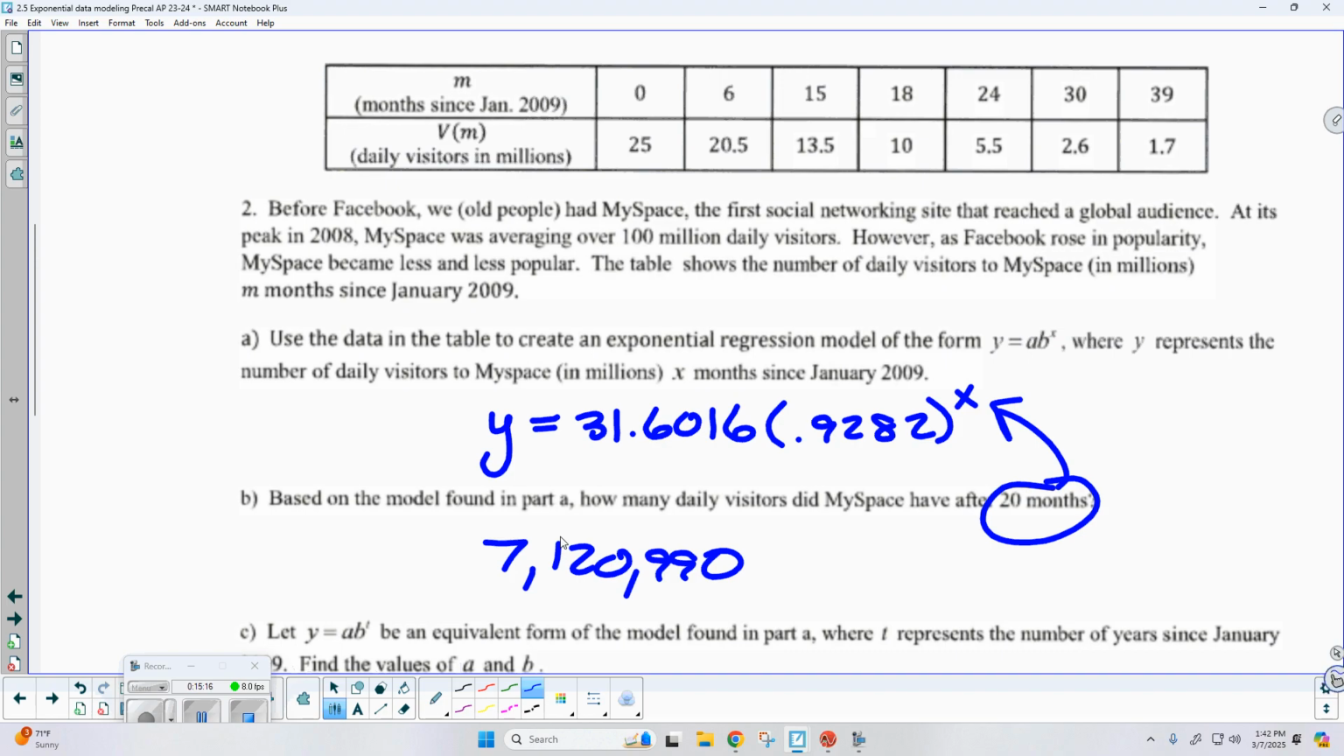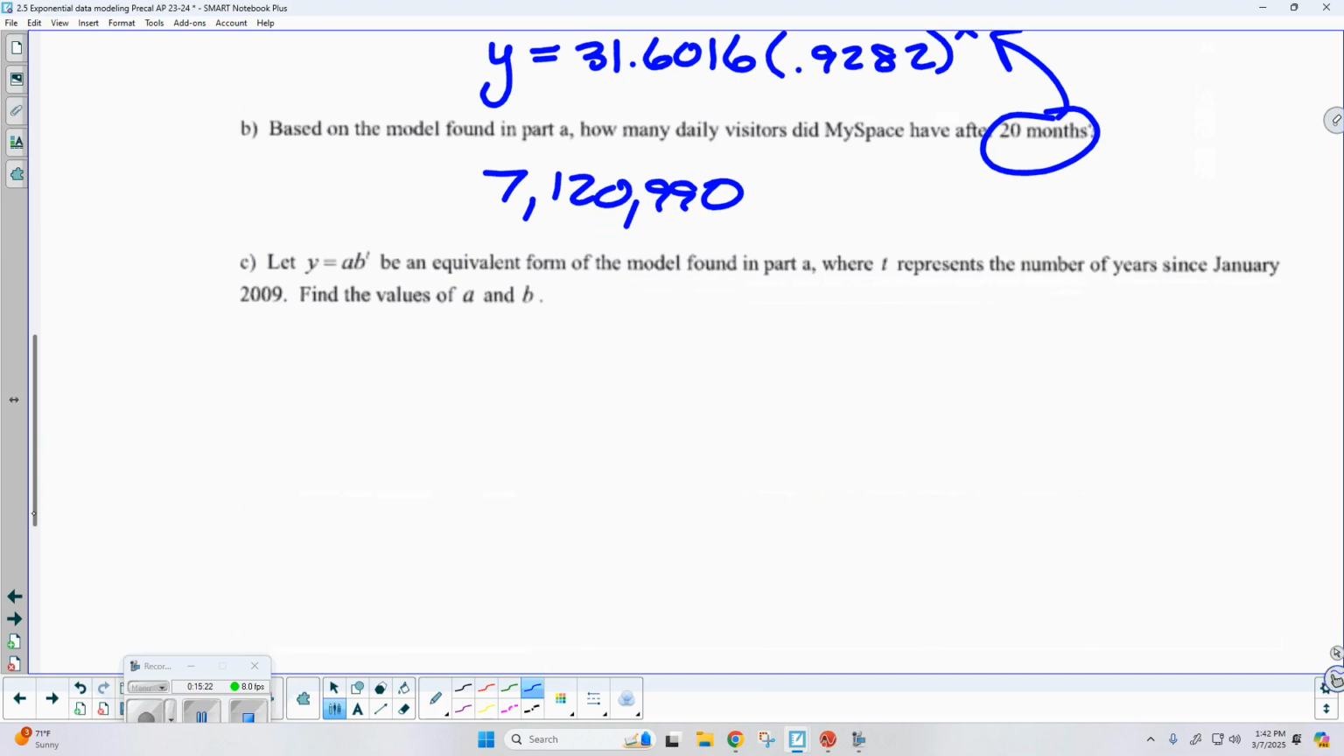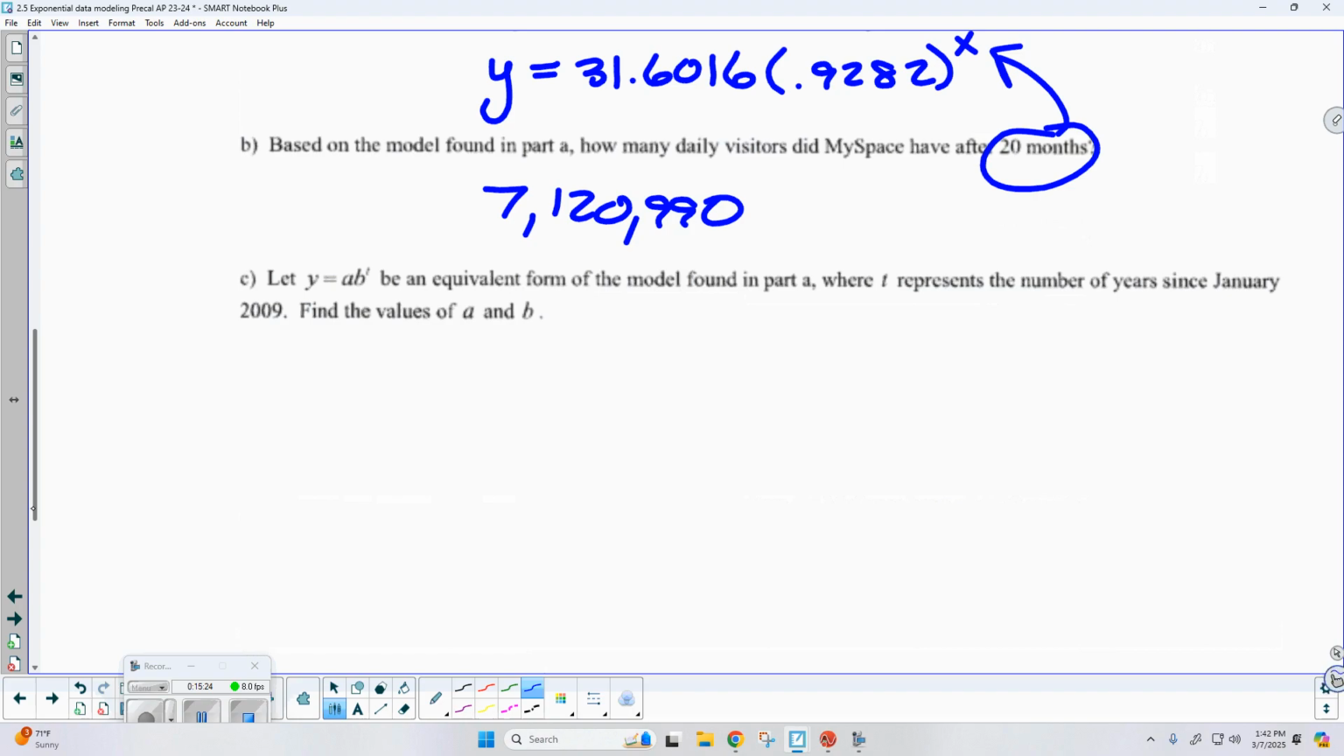Now here's the part of the problem that I really wanted you to notice. Okay, this is part C. So I'll go ahead and scroll up here. It says, let y equals a b to the t be an equivalent form of the model found in part A, where t represents the number of years since January 09. Find the values of a and b.